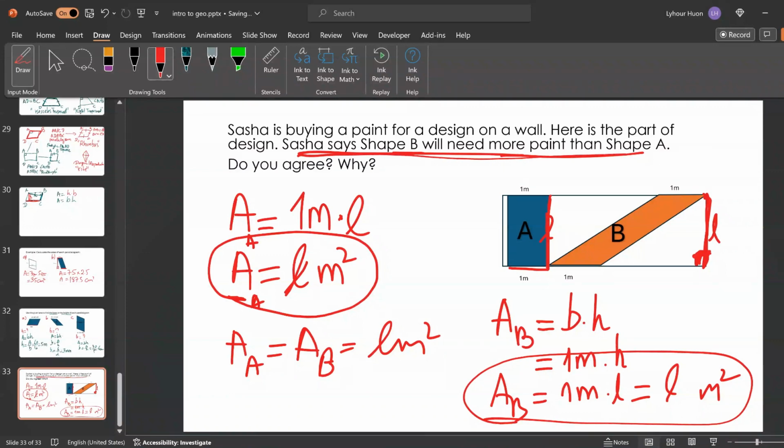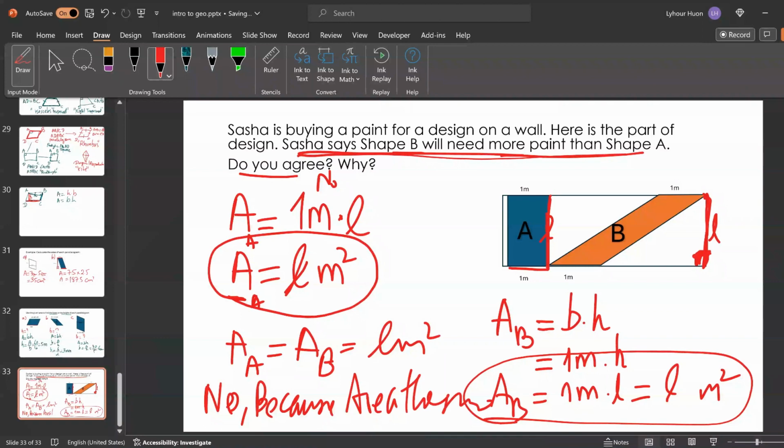No, we don't agree with her. Because the areas are the same, right? So, no, because the areas are the same. No, he's wrong because it's going to be the same answer. Yes, we have the same answer. So, I don't agree with her statement because of this proof.